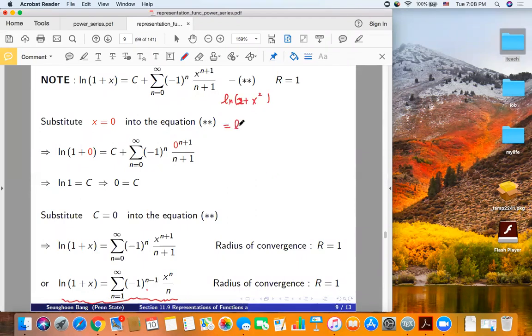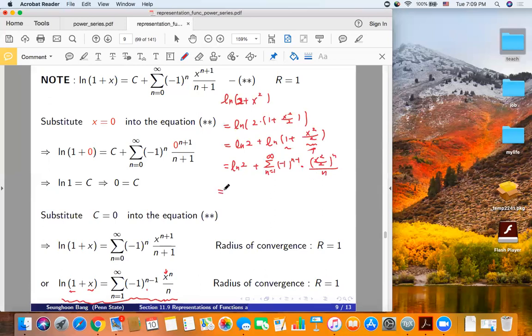You can factor out 2. ln of 2 times 1 plus x squared over 2. You can split it: ln 2 plus ln of 1 plus x squared over 2. You can keep ln 2. For the next part, this one is the same as here. So what's it like? x squared over 2 is the role of x. You plug x squared over 2 into this x. So we have the summation, n equal 1 to infinity, of minus 1 to the n minus 1 times x squared over 2, to the power n over n.